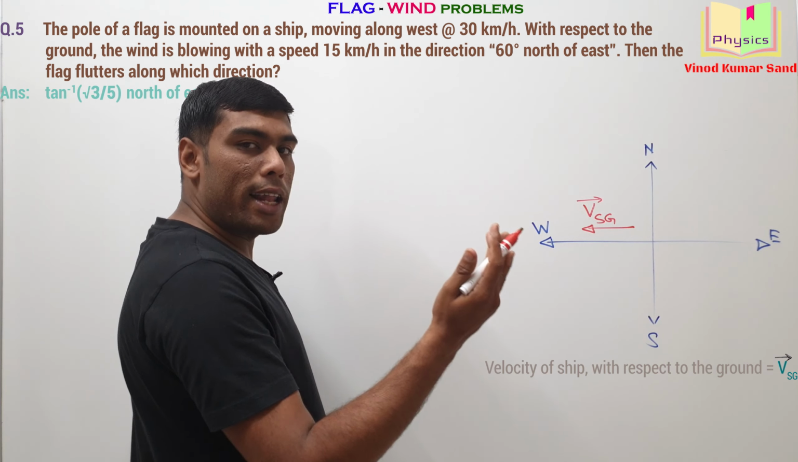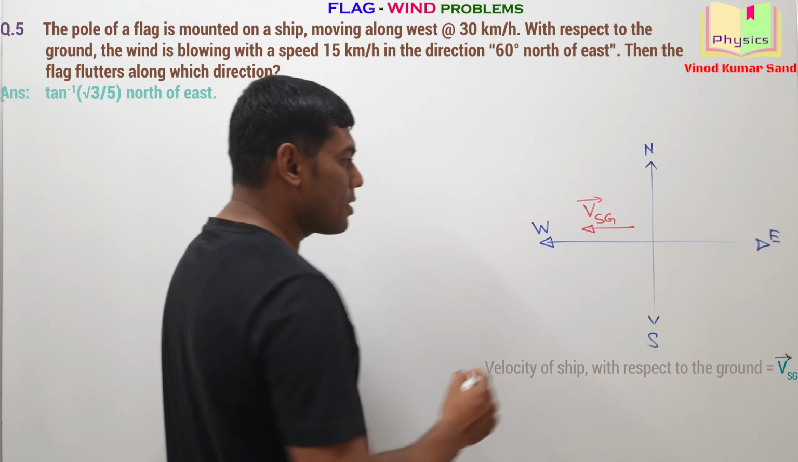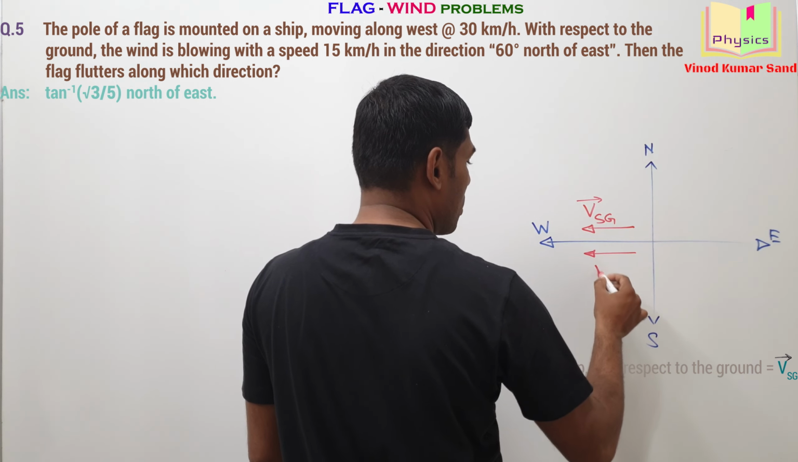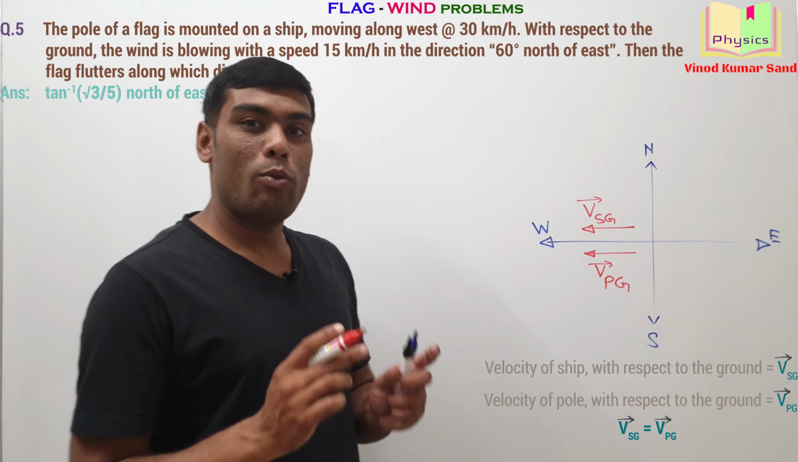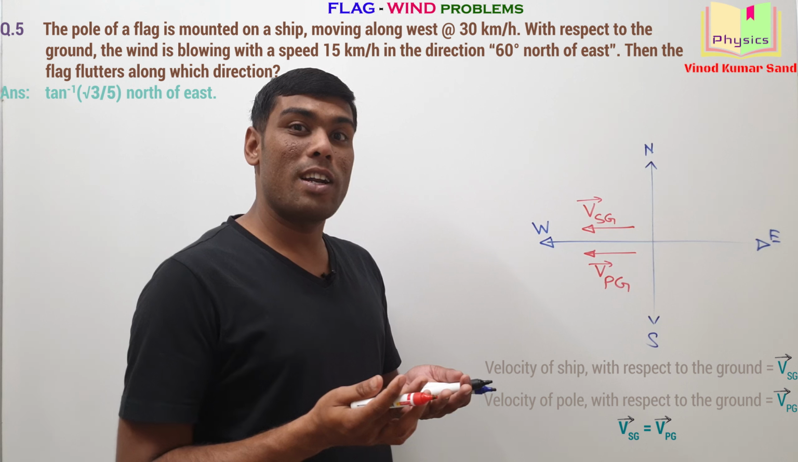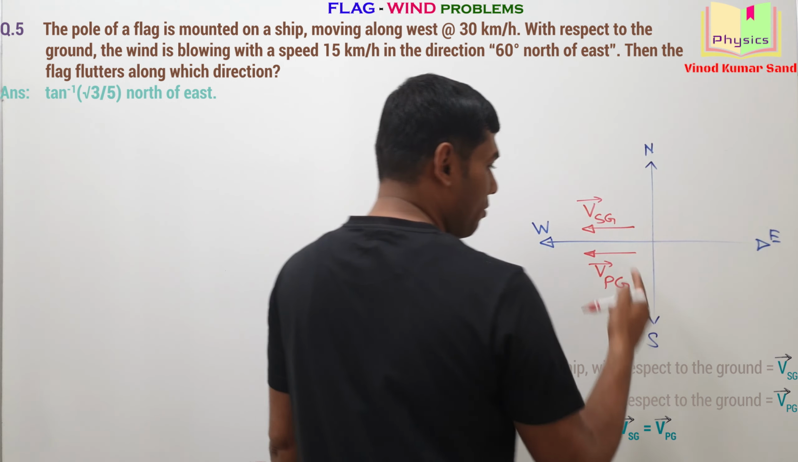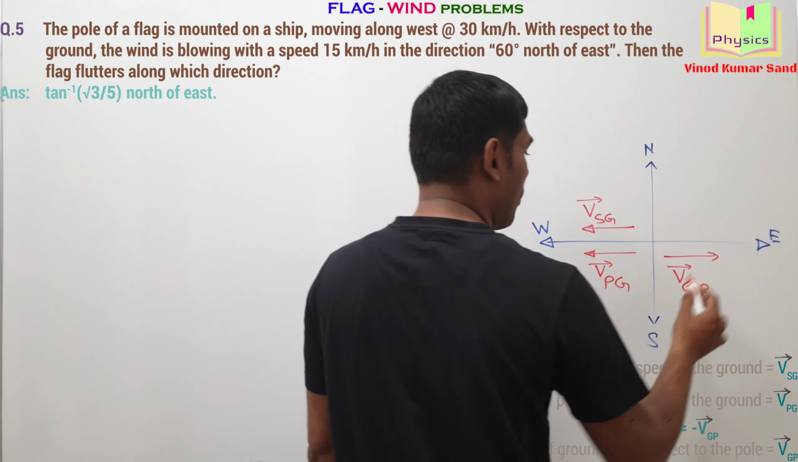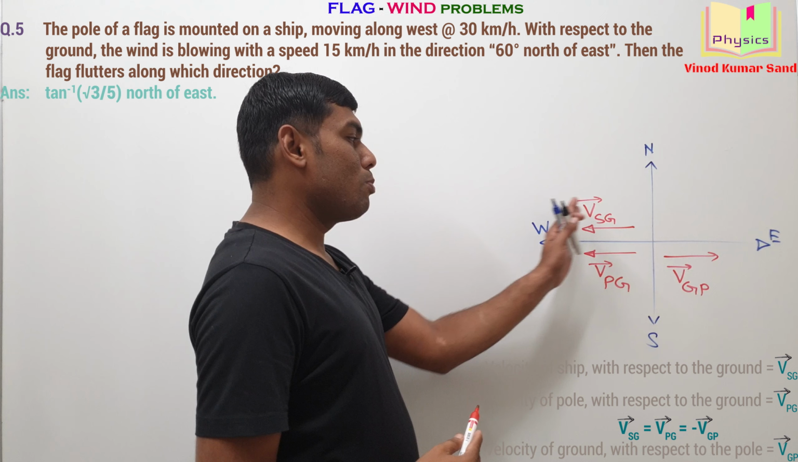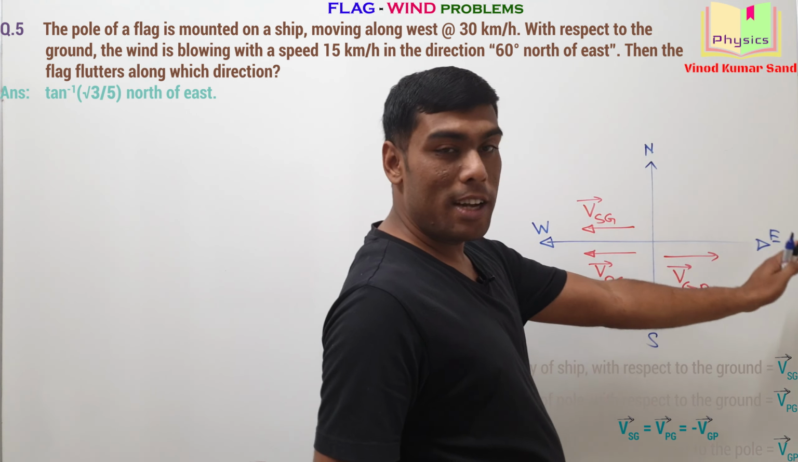And in whatever direction the ship is moving, the pole mounted on the ship also moves in the same direction. So here is the velocity of the pole with respect to ground. And what if I ask you the velocity of the ground with respect to pole? It will be just anti-parallel of this vector. So velocity of the ground with respect to pole will be like this. If the ship is moving in this direction, the ground will appear to move in the opposite direction with respect to the ship.